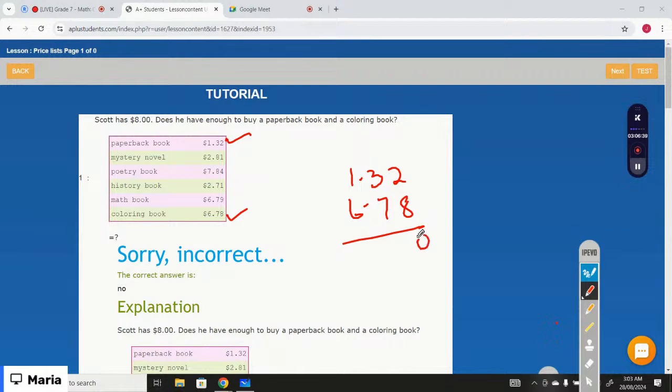8 plus 2 is 10, 0, 1 carry. 7 plus 3 is 10 and 1, 11, 1 and 1 carry. 6, 7, 8. So that is $8.10. The prices of these two collectively are $8.10, but he has $8. That means no, he doesn't have enough money to buy the paperback book and coloring book. Got it?